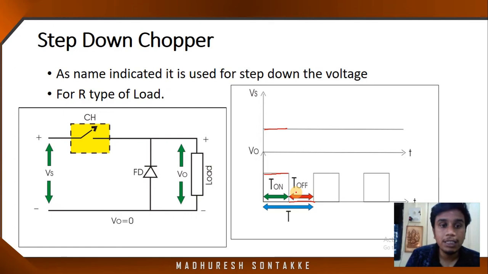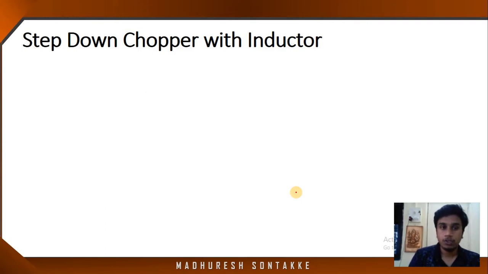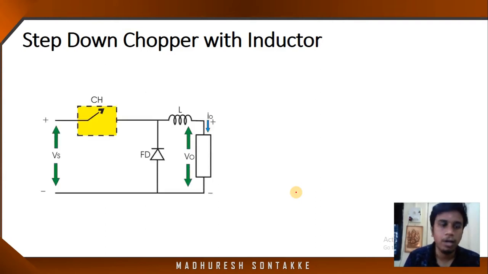Now we'll see the step down chopper for RL type of load, step down chopper with inductor, which is more popular. Here the inductor is connected in series with the load and with the switch and with the supply. So your supply, switch, inductor and load are all connected in series.